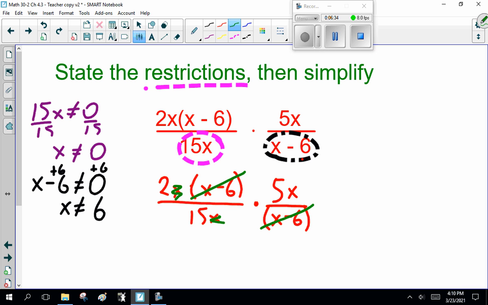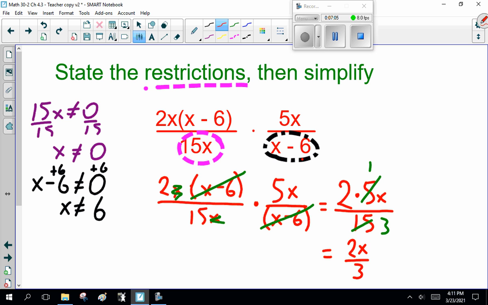Anything else? I'm not sure. This is getting a little messy. I'm going to rewrite this. 2 times 5x over 15. Yes, everything else is canceled. Now, once you do that, you go, oh, I've got 5 in my numerator and 15 in my denominator. I can divide top and bottom by 5. 1, that becomes 3. This equals 2x over 3.